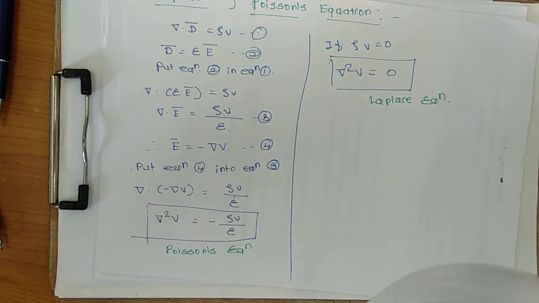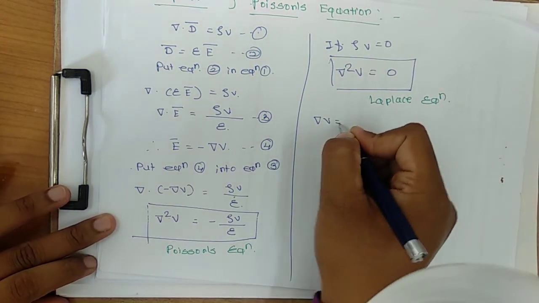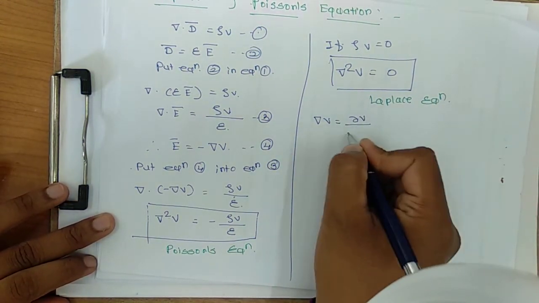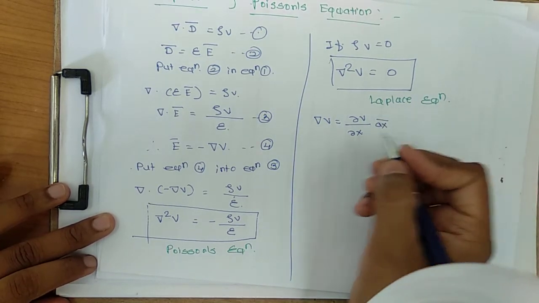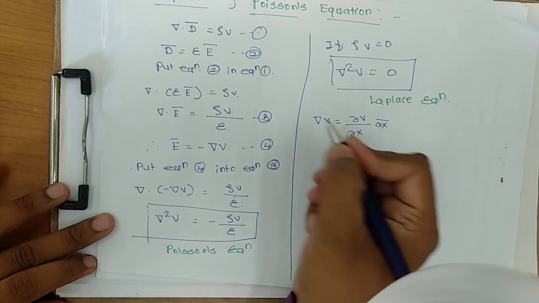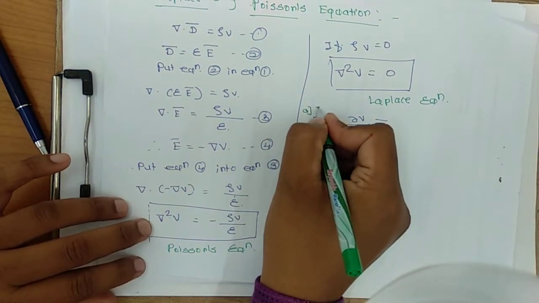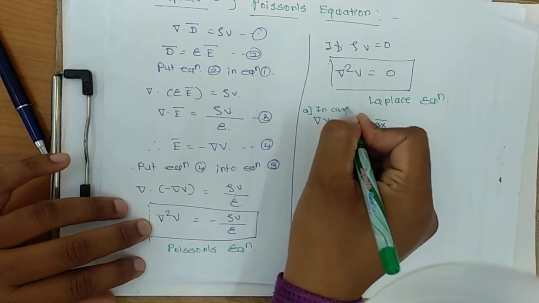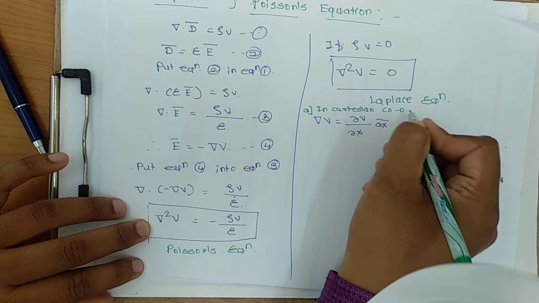So we will find out del v first. What is del v? Del v is equal to del v by del x a x bar, and so on. I will represent this in the Cartesian coordinate system.